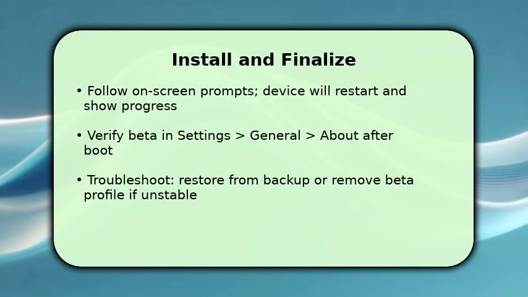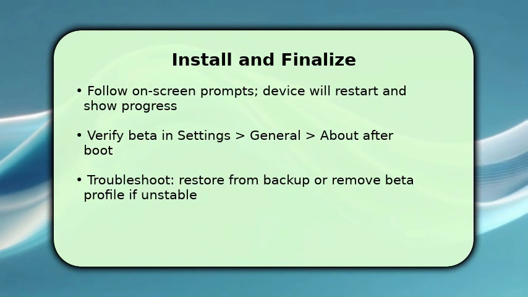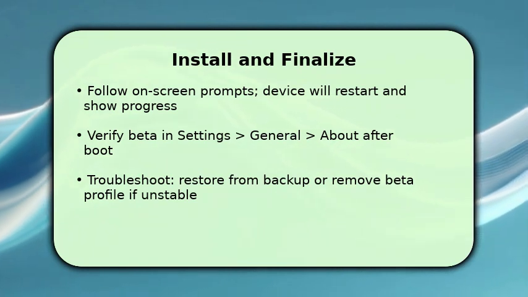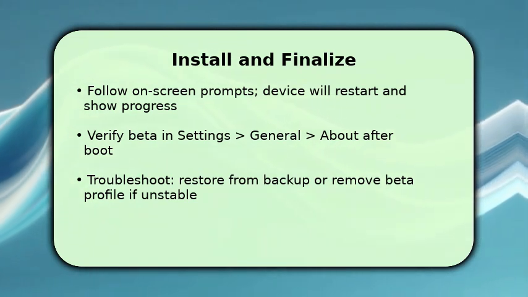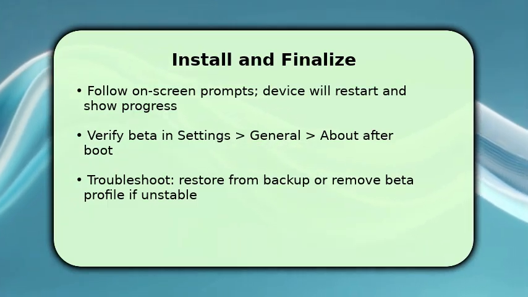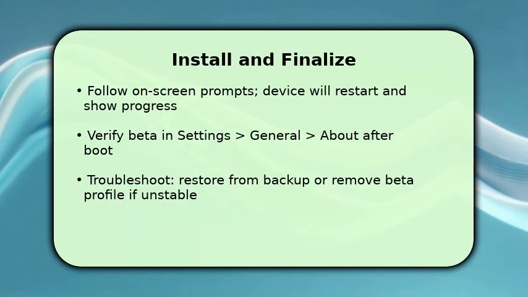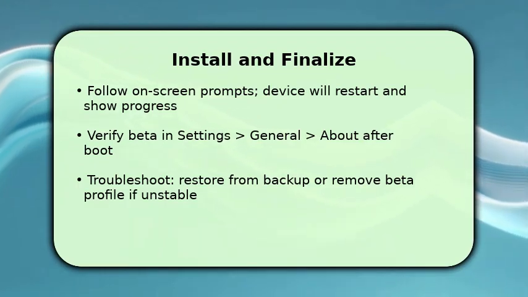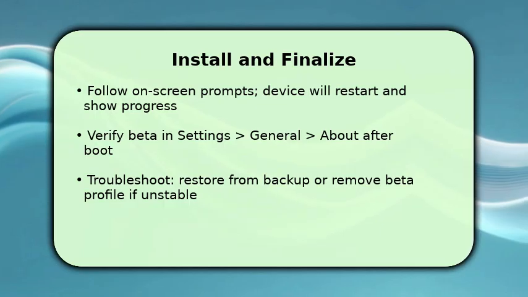You'll finish by installing and confirming the update succeeded. Tap Install to begin. Your iPhone will reboot, show a progress bar, and complete installation. Don't interrupt it. Once it boots, verify the beta version in Settings, General, About so you know the build number. Make sure apps and services function.